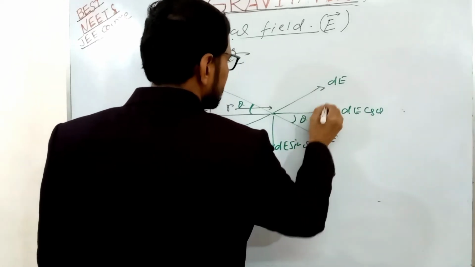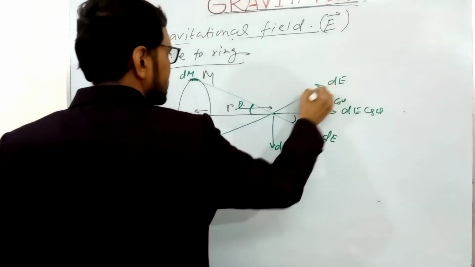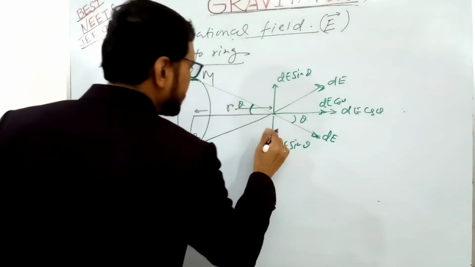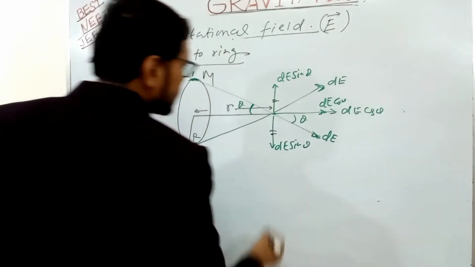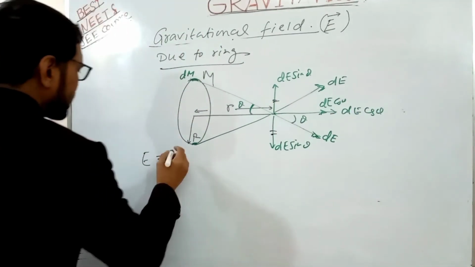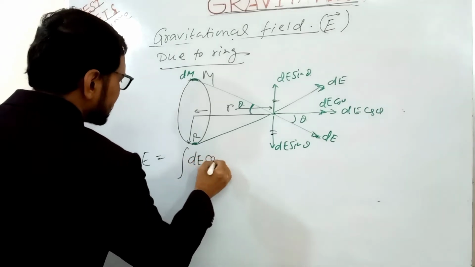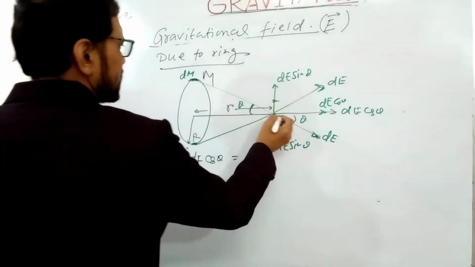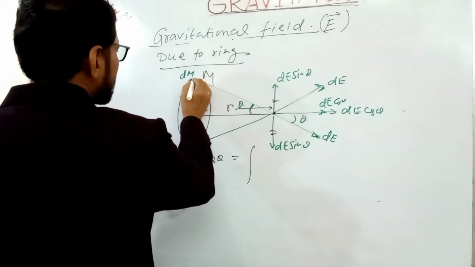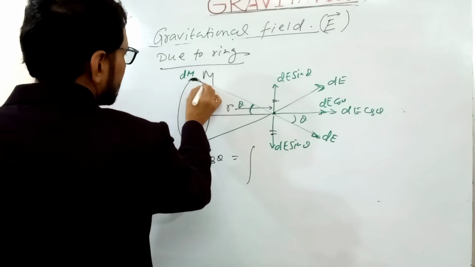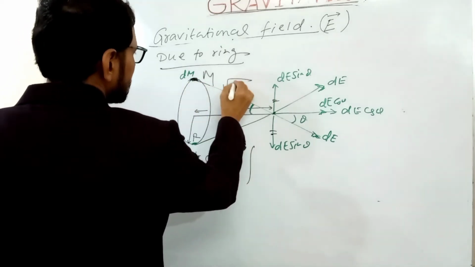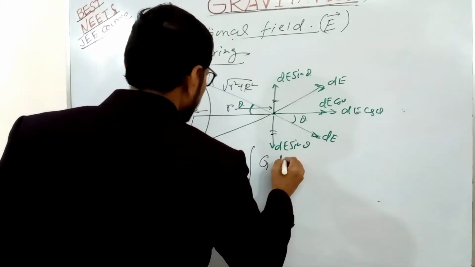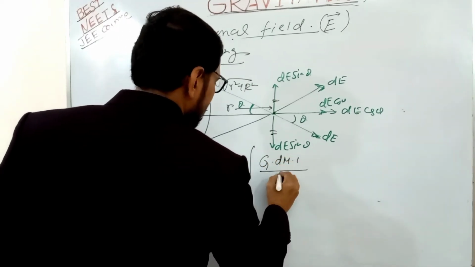Now d cos theta, resolve this, d sin theta, cancel, this cancel. So we integrate d cos theta, the gravitational field will be the integration of d cos theta. Now what is d? d equals the gravitational field due to this mass dm. Now what is the distance here? This distance will be this, so d equals G dm into 1 by r square.